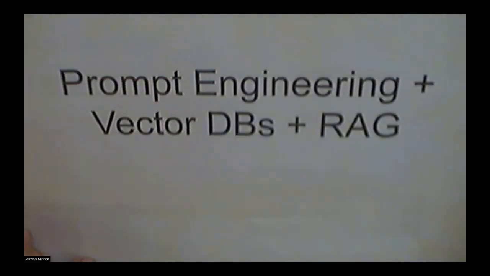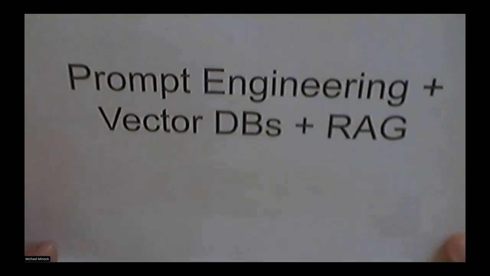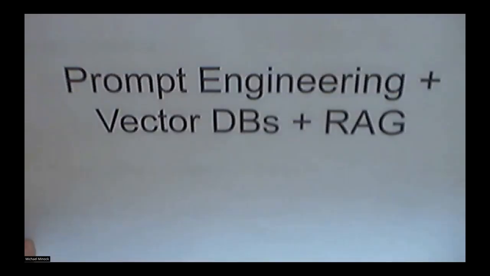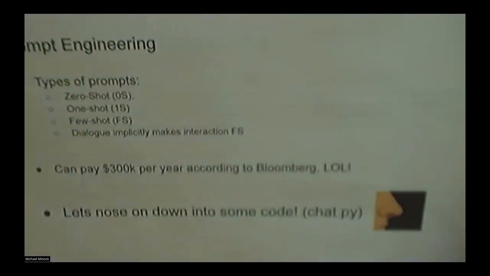In the first part of the course, we covered the fundamentals of LLMs and LRMs, large reasoning models. So now we're going to start thinking about how we can actually use them. The thing we're going to cover today is the topic of prompt engineering and vector databases and what's called RAG, retrieval augmented generation. So that's the topic of today.